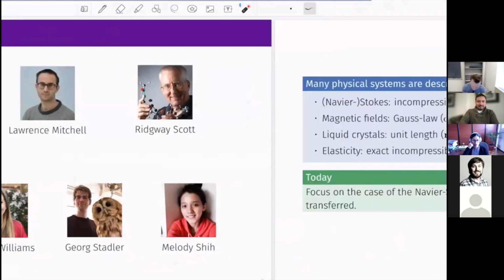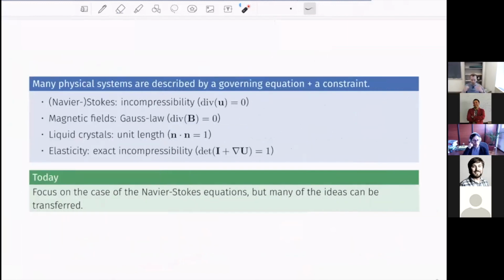If you're in the business of applied math, then you'll have noticed that there are a lot of physical systems that can be described by PDEs where you have some sort of governing equation and then some constraint, right? So let me give you some examples. For Navier-Stokes, you have your momentum equation, and then you have a constraint that your liquids should be incompressible, for example. Or for magnetic fields, you have the Gauss law that again tells you that the divergence should be 0.